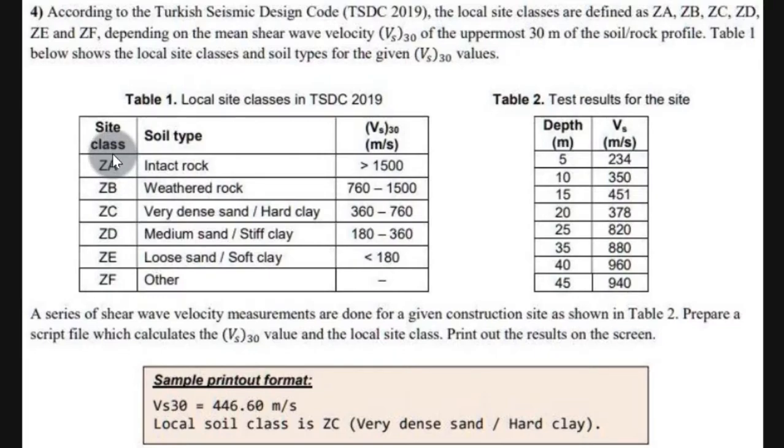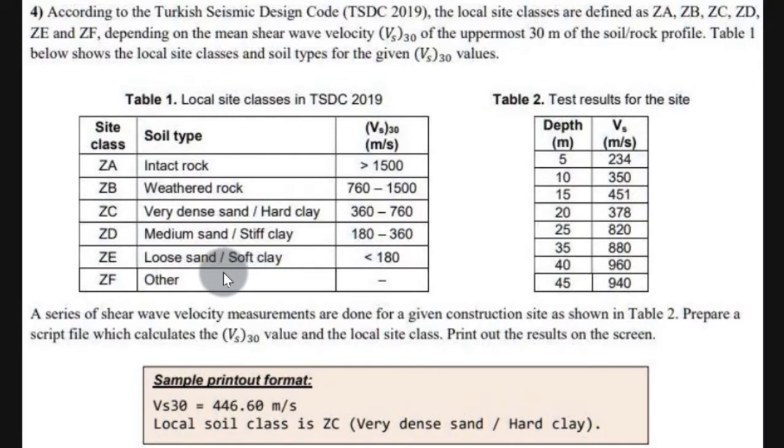Site class ZA means intact rock, with VS value for the first 30 meters greater than 1500. This is a velocity in meters per second. And then ZB is weathered rock. So A and B are mainly rock, and then ZC, D, E are for clay and sand. ZC is very dense sand and hard clay, whose VS value is between 360 to 760, and ZD is medium sand or stiff clay with a VS value of 180 to 360, and ZE is loose sand or soft clay, which has a VS value less than 180, and ZF is the other type of soil.